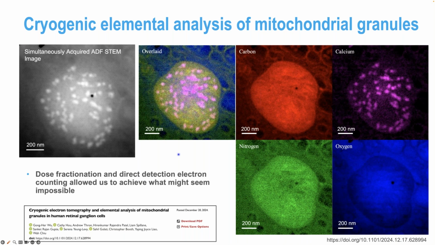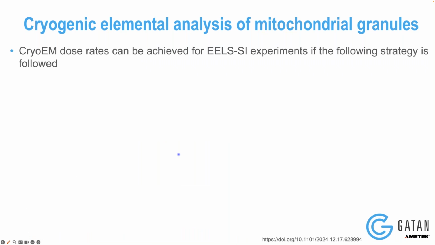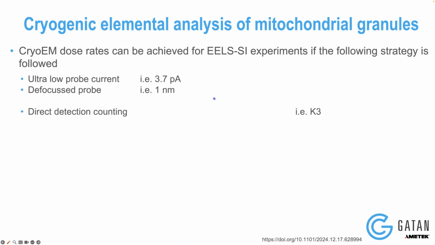So how is it that we can do this? These dose rates can be achieved if the following strategy is followed. First, ultra low probe current, for example, 3.7 picoamps. I'm giving you the exact numbers that we use on our microscope. And then the important thing is a defocused probe. The features that we're targeting here are not atomic resolution, so defocusing the probe significantly reduces the electron dose: a nanometer probe instead of an angstrom probe.